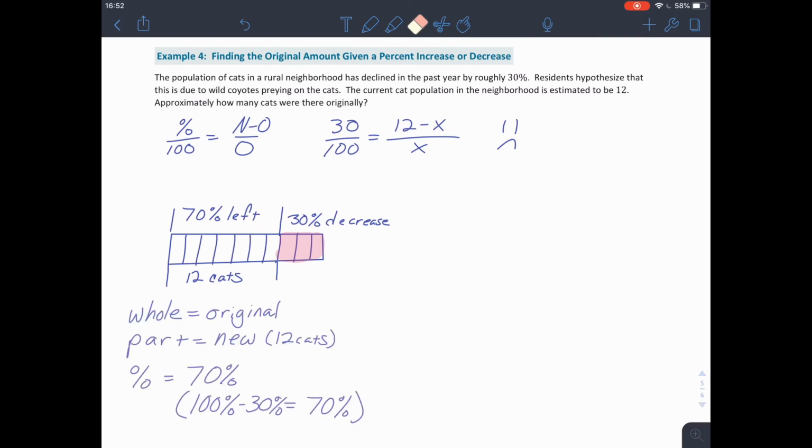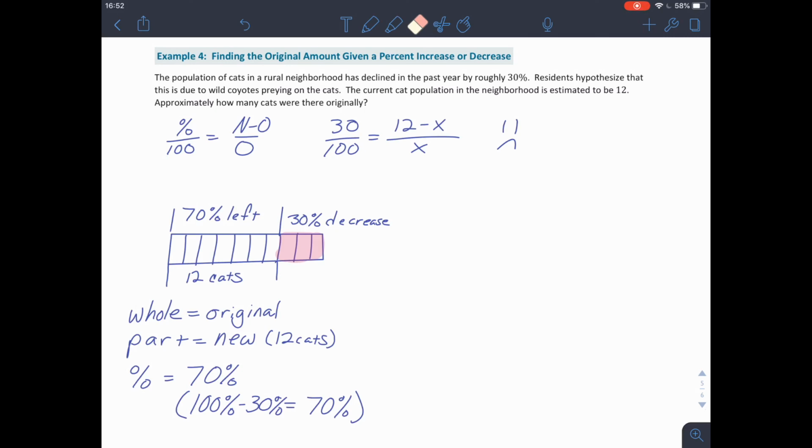So instead of doing my subtraction in my part, I can instead do my subtraction with my percent. So my whole is still my original. In this case, my part would be my new amount, and then I would need the percent that represents that new amount, which I can get by taking 100%. And in this case, since it's a decrease, I can subtract away that percent to find out what the percent of my new amount is.